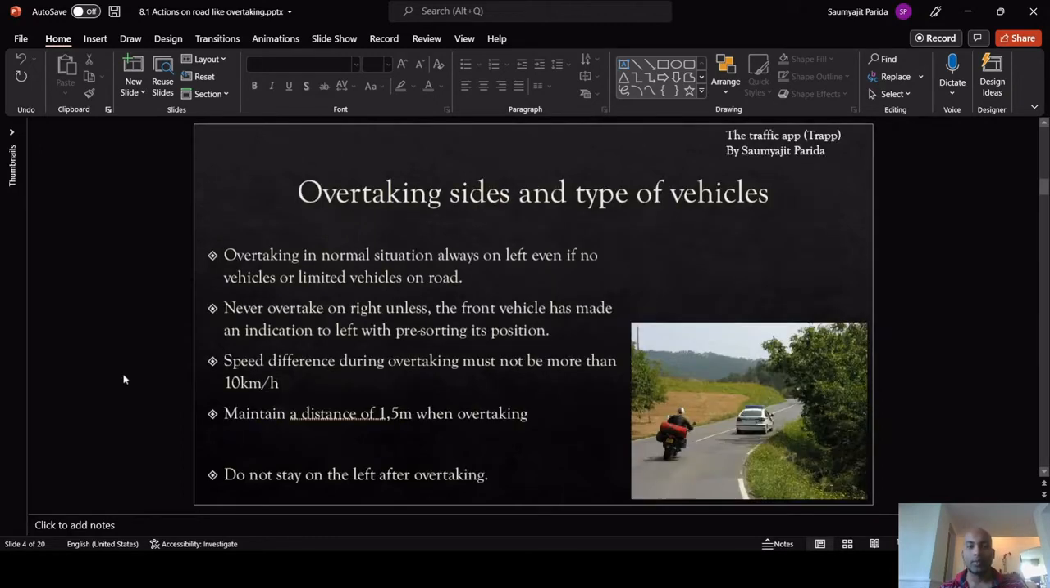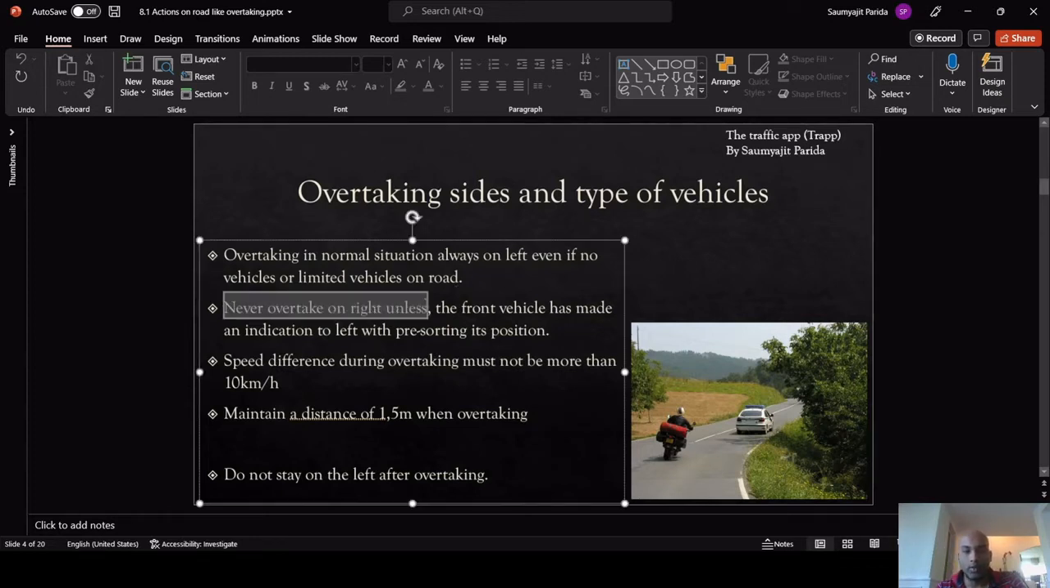With that being said, okay, overtaking. This slide was also there in the earlier app. Overtaking sides and types of vehicles. Overtaking in a normal situation: always overtake on the left. Do not overtake from the right. Never overtake on the right unless the front vehicle has made an indication to the left while pre-sorting its position. Very clear. Never overtake from the right.